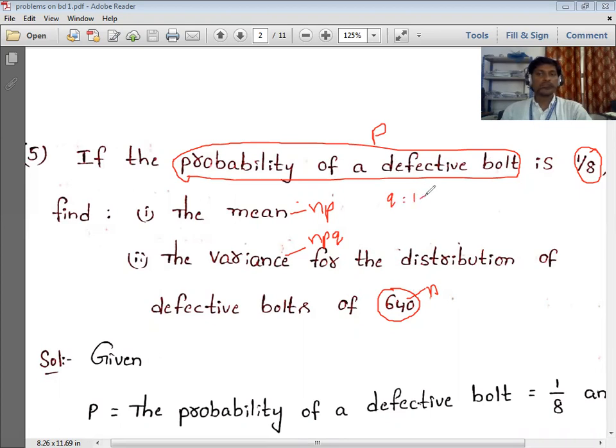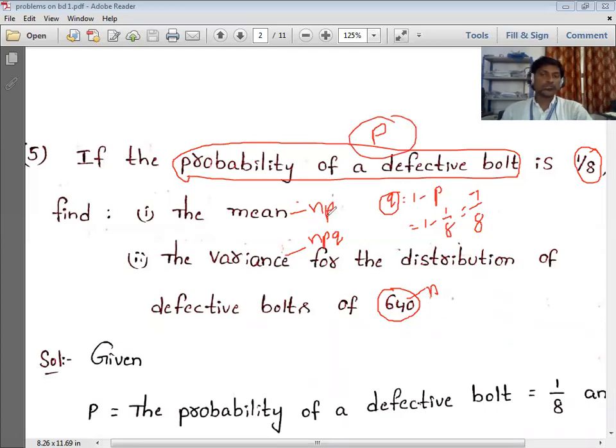1 minus P, so 1 minus 1 by 8. Which is equal to 8 minus 1, that is 7. So 7 by 8. This is the value of Q. So Q we know, P we know, and N we know.